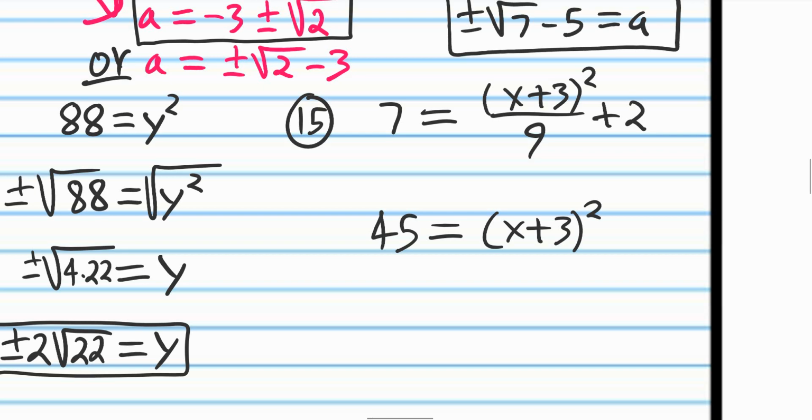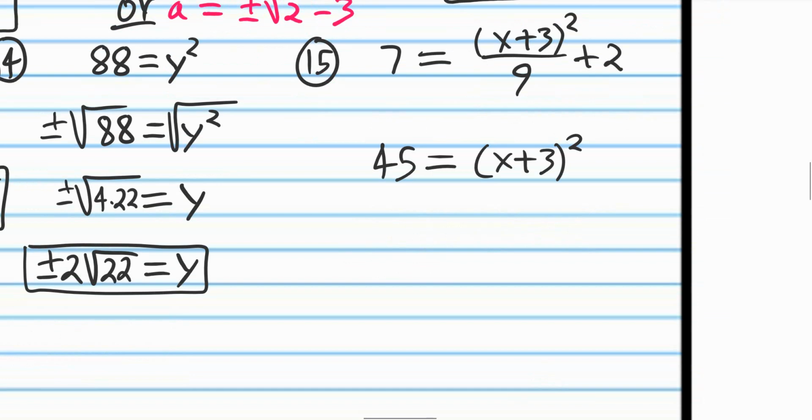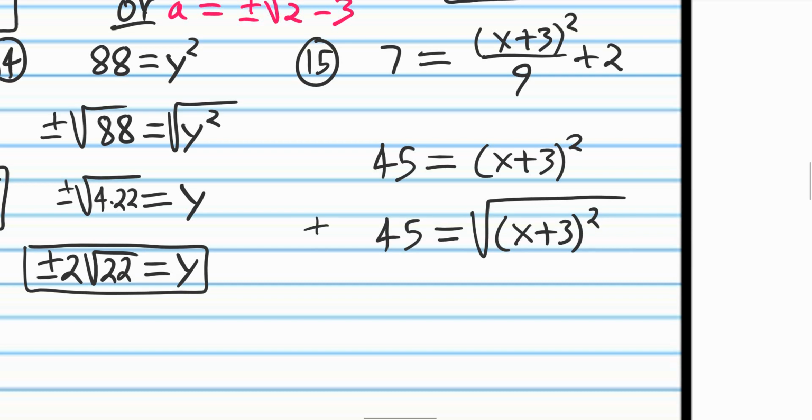So again, the x plus 3 squared is divided by 9, so that's why we multiplied by 9. Subtract 2, you get 5. Multiply by 9, 9 times 5 is 45. So hopefully you see that. So now we have to rewrite, because we're going to square root both sides. Remember to put your plus or minus. And we're going to pull out a perfect square here. 45 is 9 times 5. 9 is a perfect square, so 9 comes out as a 3.